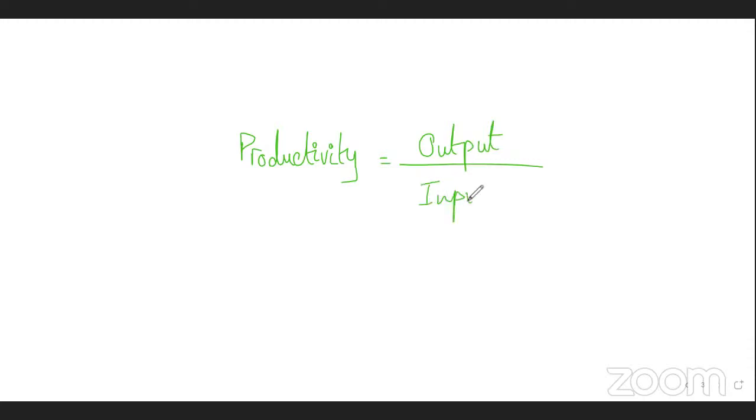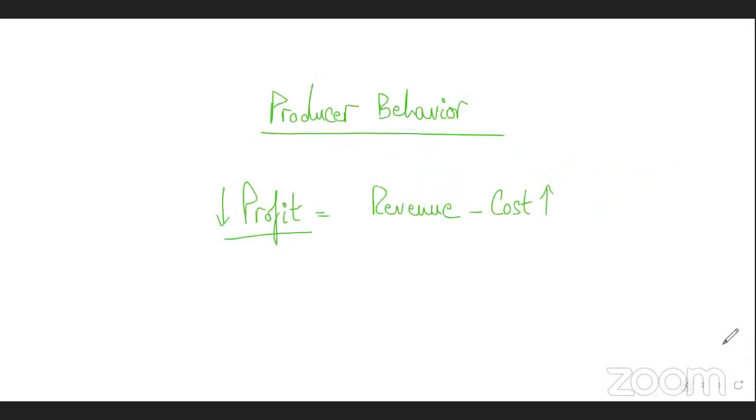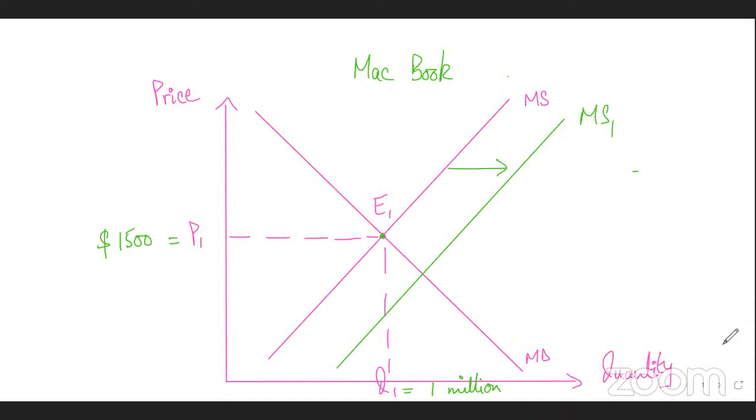So if productivity is increasing because you have more advanced machineries now, which can produce 100 laptops per hour, whereas previously it was 50 laptops per hour, now with more advanced technology your ability to produce has increased. So your supply curve shifts to the right.